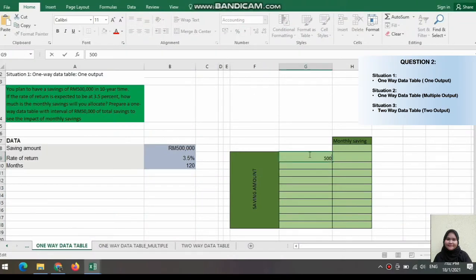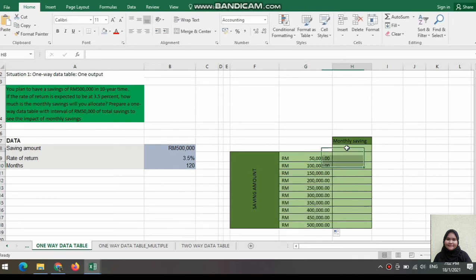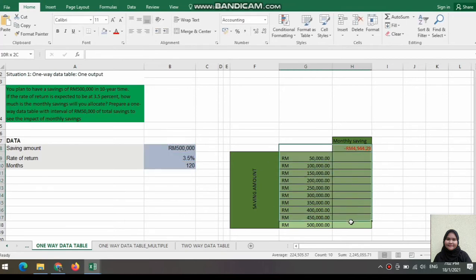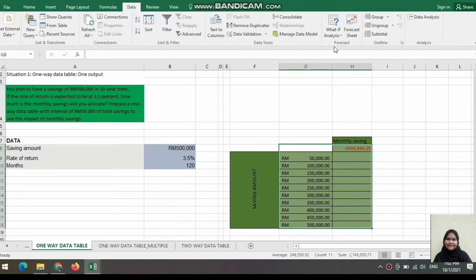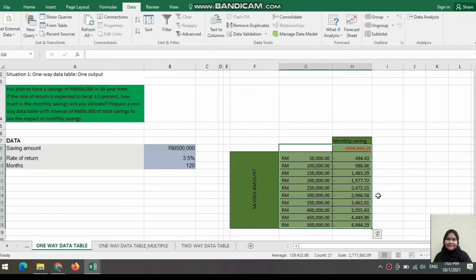One-way data table, so we insert the 15,000 and then put the RM, and then for the next one is equal, click this and then plus the 15,000 and then drag this formula. Then for this formula we use the equal PMT and then go to rate of return divided by 12 and then select the month, and last one is select the saving amount and then enter. We get the answer, and then select this table and go to the data and then what-if analysis, data table, and then column, select the saving amount.